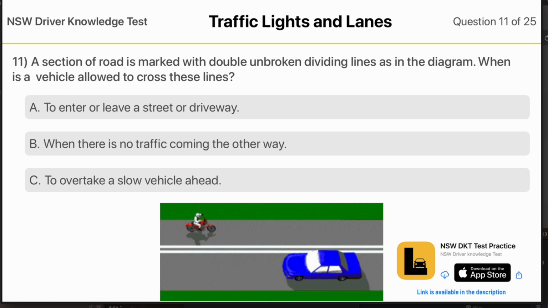A section of road is marked with double unbroken dividing lines as in the diagram. When is a vehicle allowed to cross those lines? To enter or leave a street or driveway. When there is no traffic coming the other way. To overtake a slow vehicle ahead.